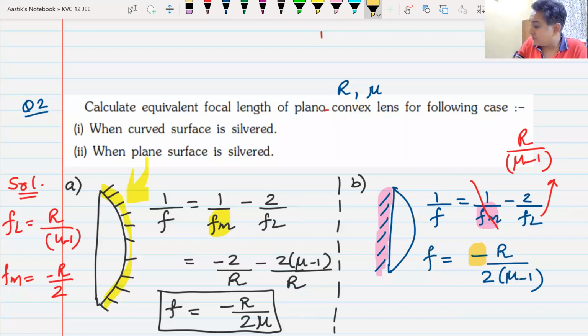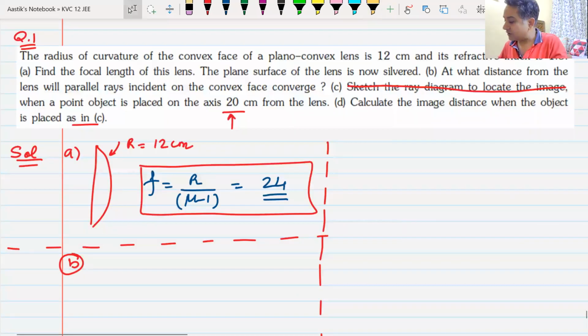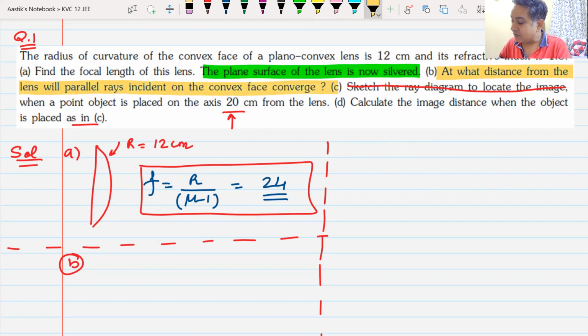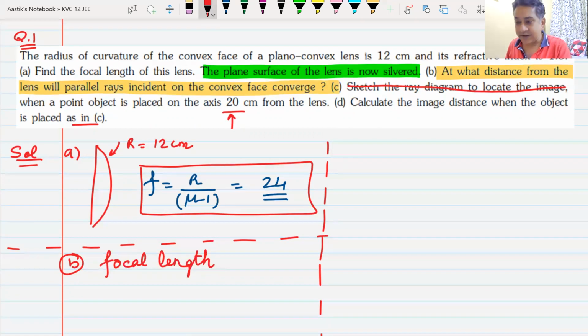Okay. Now let us move to this question. Now the second part of this question, which was the plane surface of the lens is now silvered. We have already found out. They wanted to ask at what distance from the lens will parallel rays converge. So what are they asking in part B? They are also asking for the focal length. Yes, sir. Focal length. And we have just now calculated the focal length.